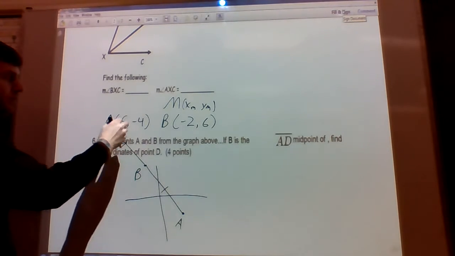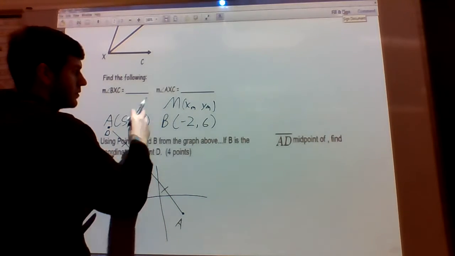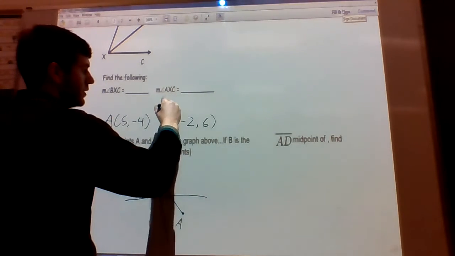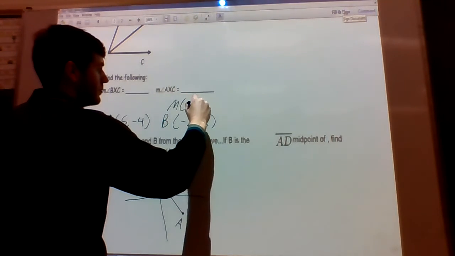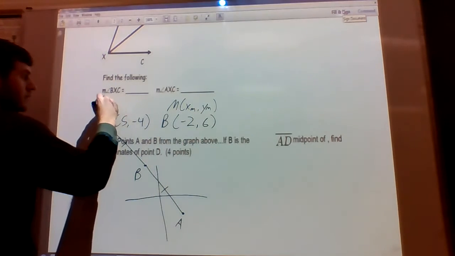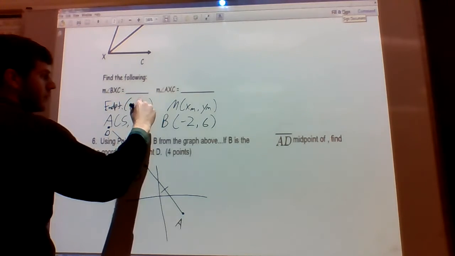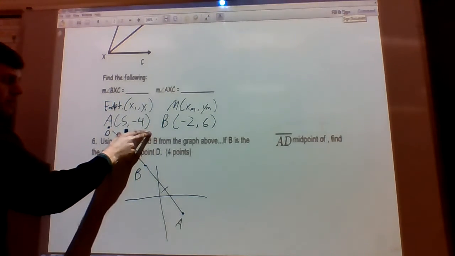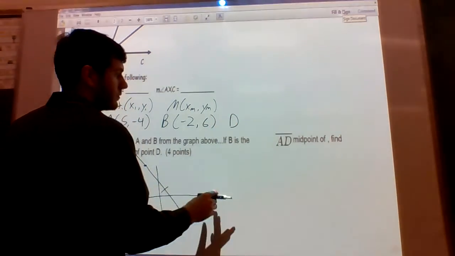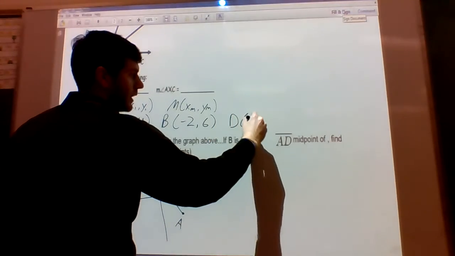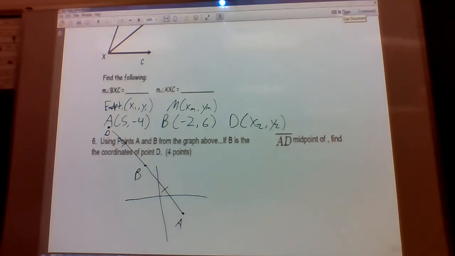So this is a midpoint, and this is an endpoint. We'll leave the M. So this is XM, YM. This is an endpoint, and we'll call this X1, Y1. What's our other endpoint? A and D. So D is going to be X2, Y2. We don't know what D is, so we're just going to say X2 and Y2.